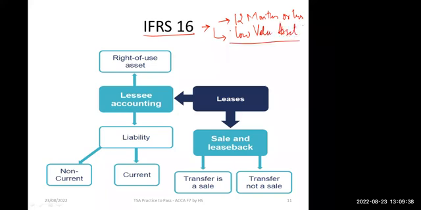Examiner will give you the clear indication about the low value assets. So you do not need to estimate the low value assets. Remember this point. And the limit under the IFRS is $5,000. If something is less than $5,000, it is assumed to be the low value asset.